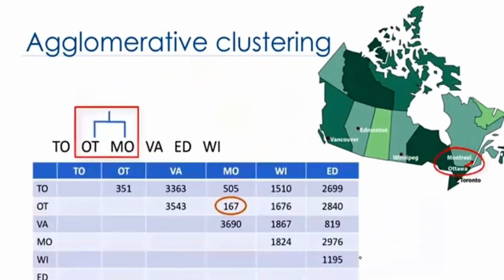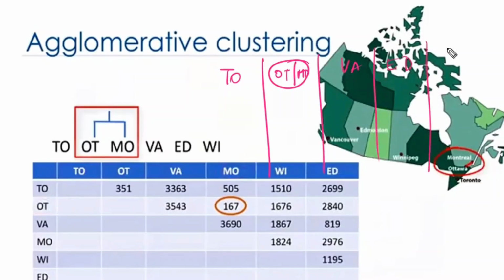Now this is the original one. From city to city, this is the distance matrix. Now once this was clustered, you are going to calculate the distance matrix again. How do we get it? First TO. Second one is OTMO, which is already combined. Next VA, next ED, next WI.